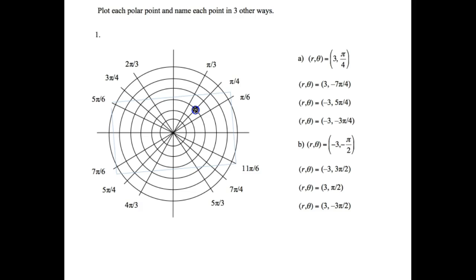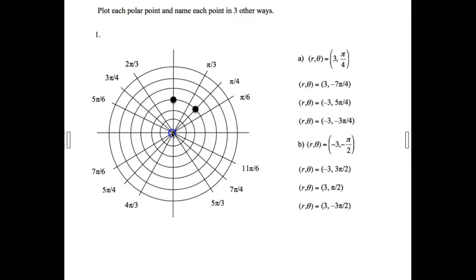They're all the same. Problem 1, Part B. Negative 3, negative pi over 2. So negative radius of 3, so go to the left, 1, 2, 3. Rotate clockwise, that's negative. And up there is a half of a pi, and you stop right there. So that's the spot, negative 3 comma negative pi over 2.